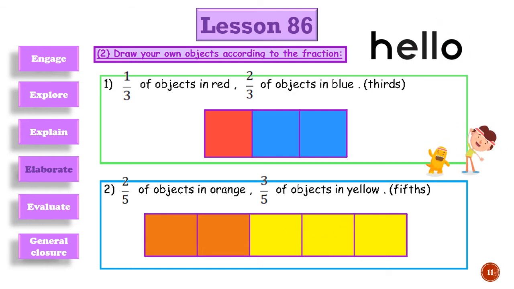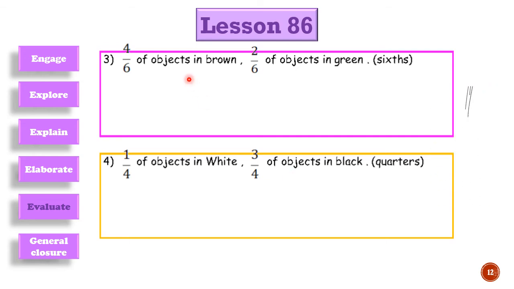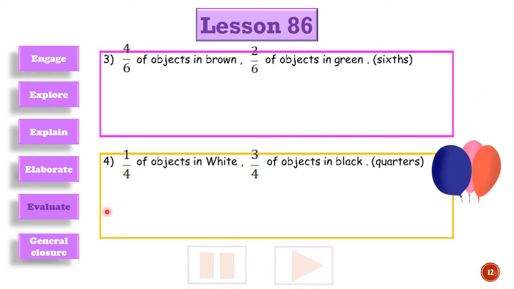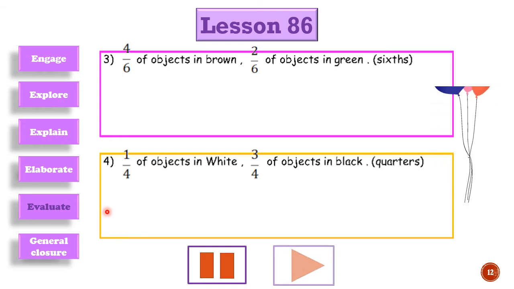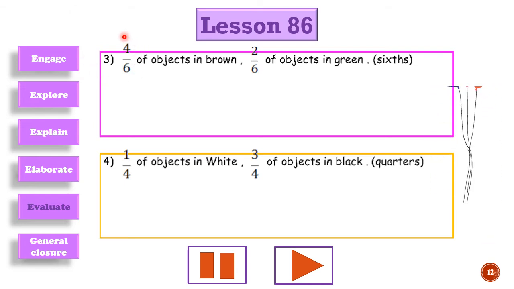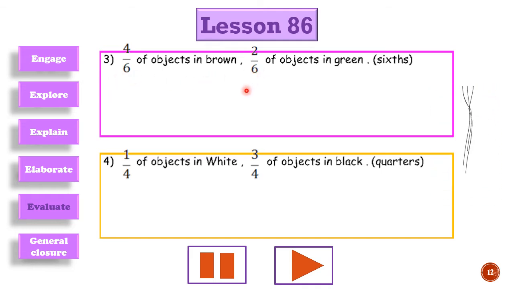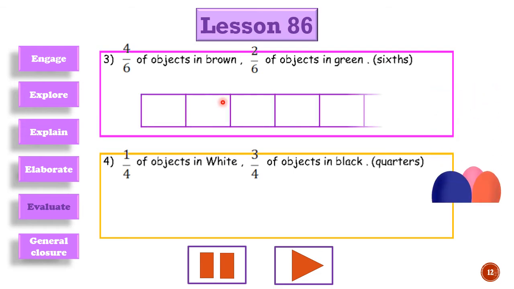Yes, good job. Now let's evaluate this type of exercise. Here we have number 3 and number 4. First of all, press pause, then press play to listen to our explanation. Okay, number 3. Here we have 4 sixths and 2 sixths. Our denominator here is 6 and 6. Then we will draw, yes, a fraction strip or a model divided into how many parts? Yes, 6 equal parts, like this.